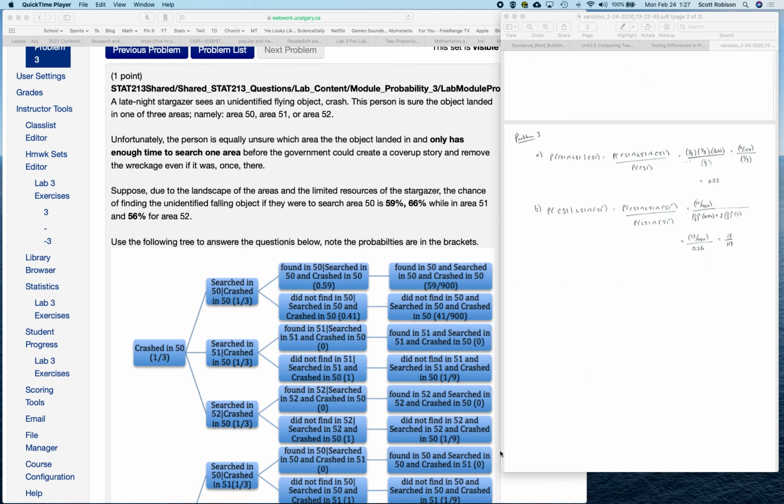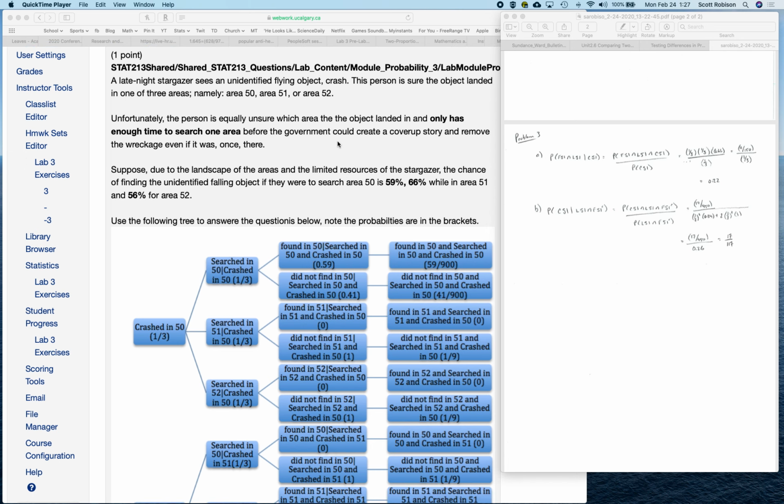Three is a little complicated, so I just wanted to make sure that I went through it with you slowly, if you like. The idea of this question is that there are three different areas. There's also a 1 in 3 chance that a crash happens in one of these areas. And then, if you look in an area, there's some chance of actually finding the crash and some chance of not. So there are actually three separate things going on here.